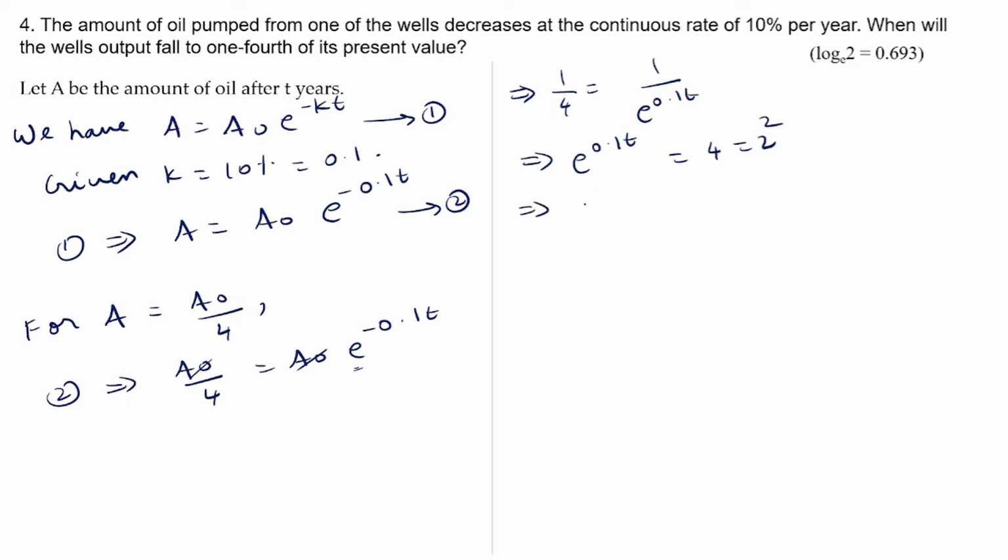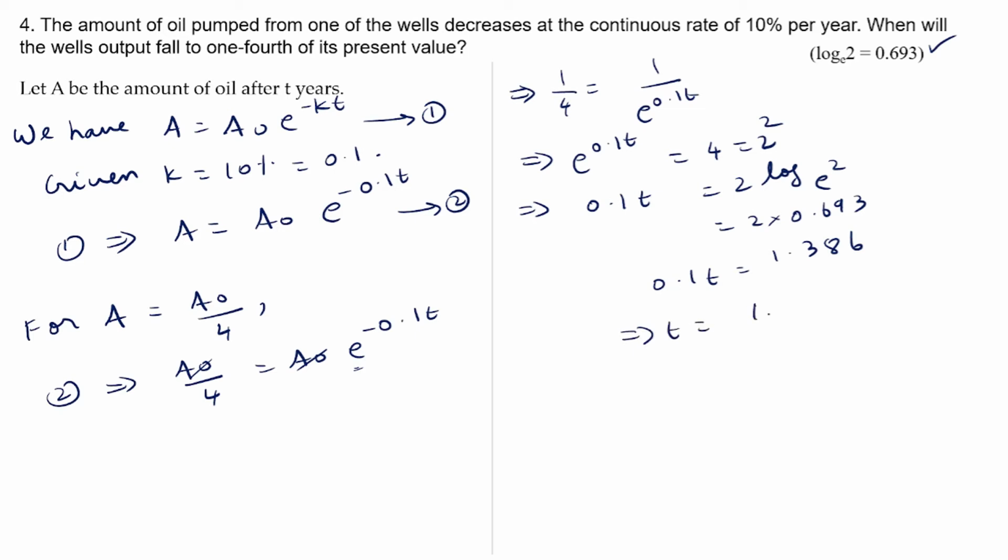Now let us take log on both sides. We get 0.1 t log e, which is 1, equal to 2 log 2 to the base e. Log 2 is given here, 0.693. So this is 1.386. 0.1 t is 1.386. Therefore, t is equal to 1.386 divided by 0.1, which is 13.86.